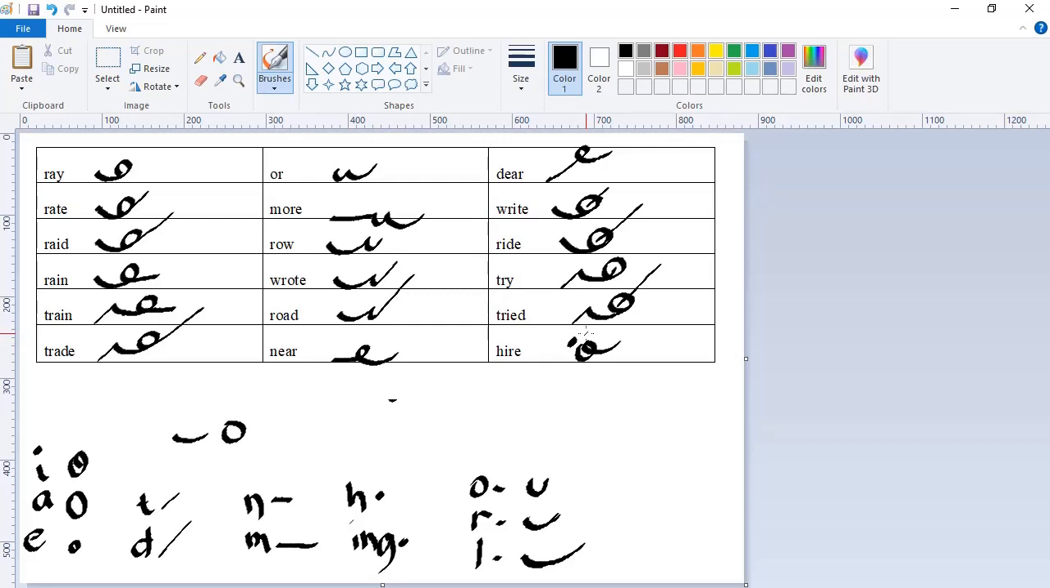Nakita po ninyo yung ating higher? Ganyan po. Parang naging O na lang siya na merong extension yung kanyang kuwit. Yan. So, that's how we stroke R.